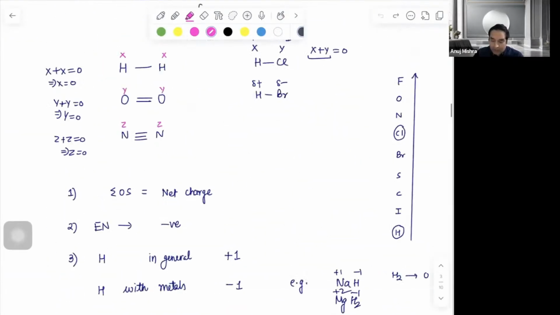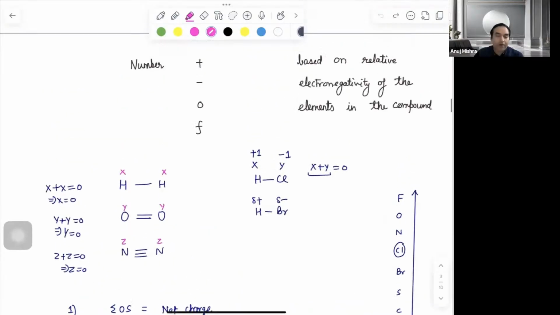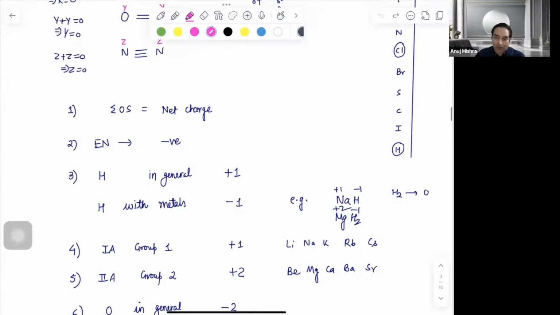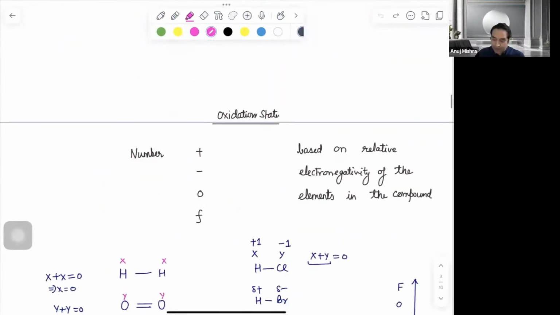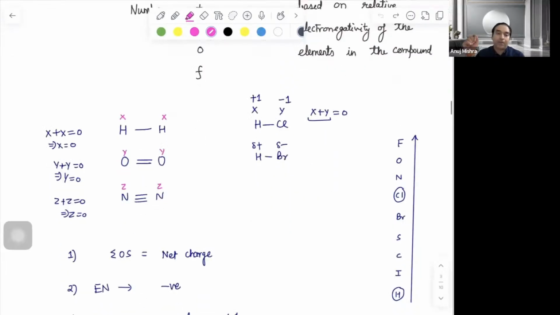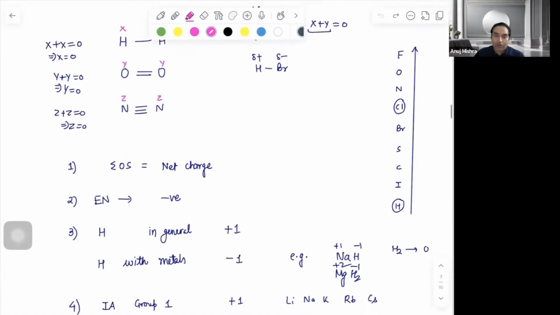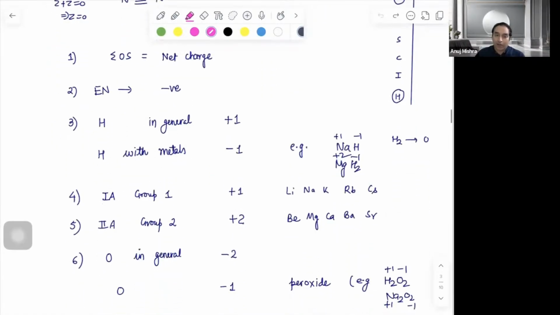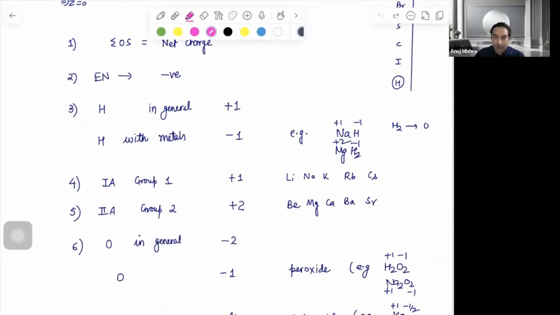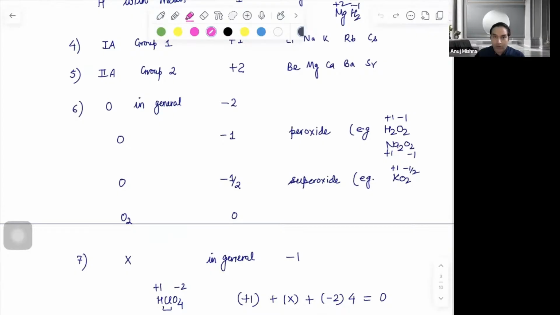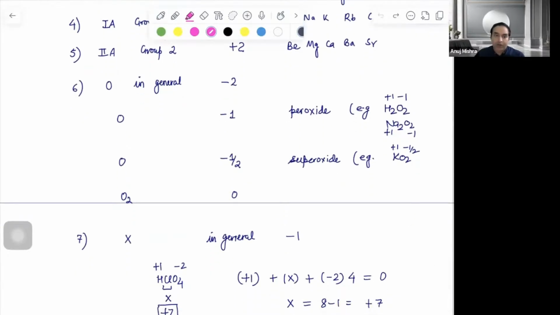We also talked about oxidation state in the last class. If you are given hydrogen, oxygen, nitrogen, what is the meaning and rules of oxidation state? Oxidation state is defined based on relative electronegativity of the elements in the compound. You provide some numbers, let's say X, Y, or Z. The summation of oxidation state is equal to net charge. Electronegative element should be negative. Hydrogen in general should be +1. With metals, it is -1. First group +1, second group +2. All these rules we discussed.